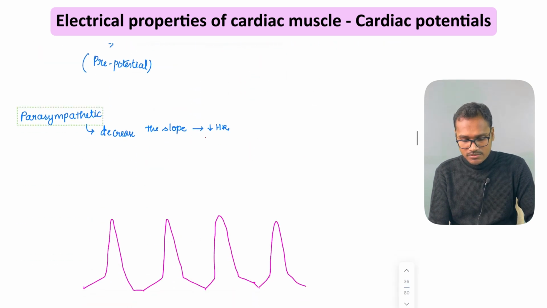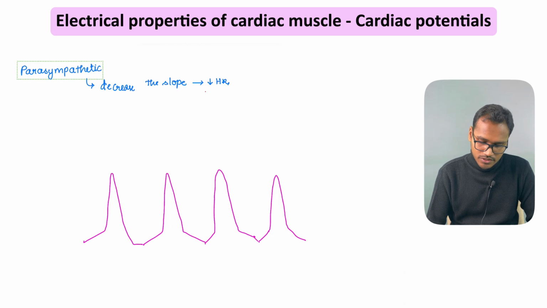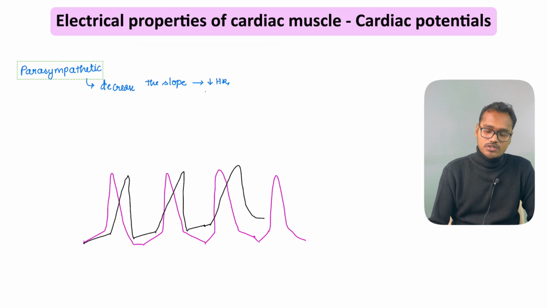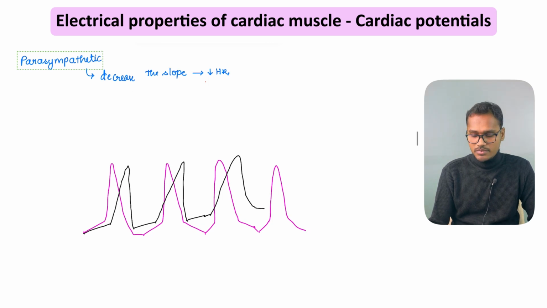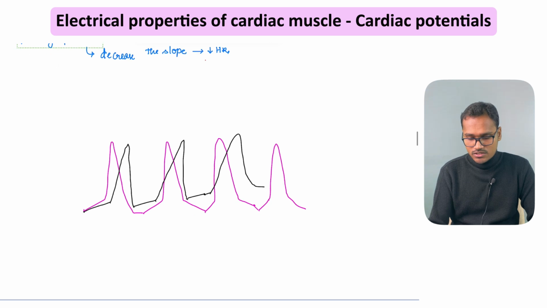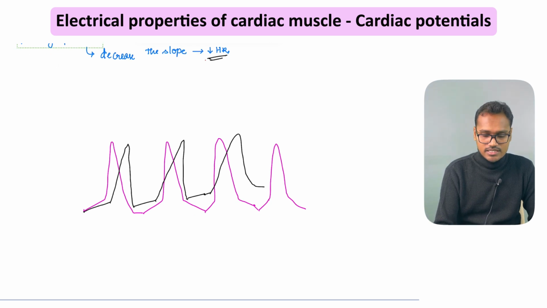Then coming to the parasympathetic, what is going to happen? It is going to decrease the slope. It is going to slow down the slope, you can say. It is going to prolong it. So in the same given span of time, the number of cardiac potentials, or the number of pacemaker potentials or action potentials, is going to count down. Instead of 4, 3 is going to happen. So it is going to make it wider and decrease the slope and decrease the heart rate if there is a parasympathetic stimulation.